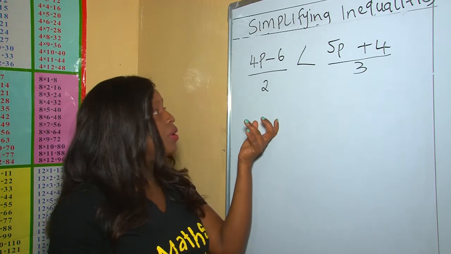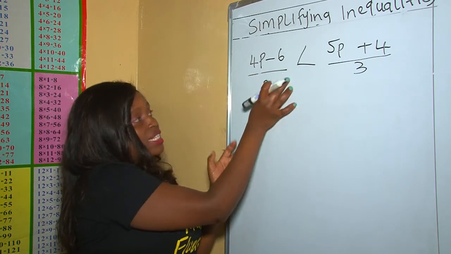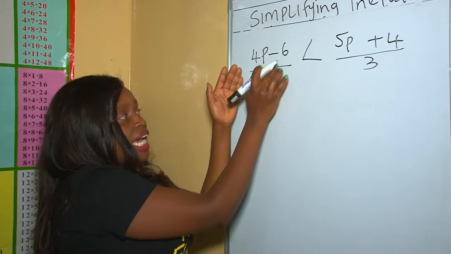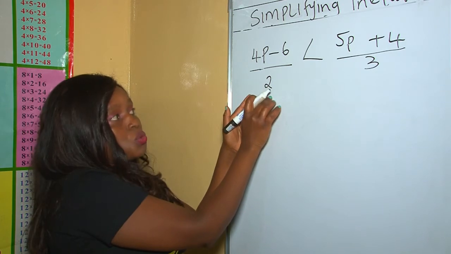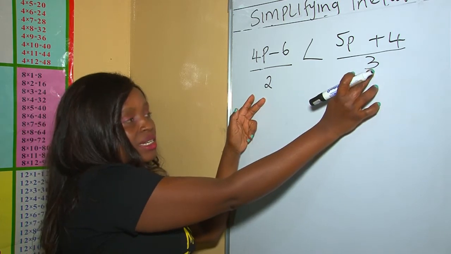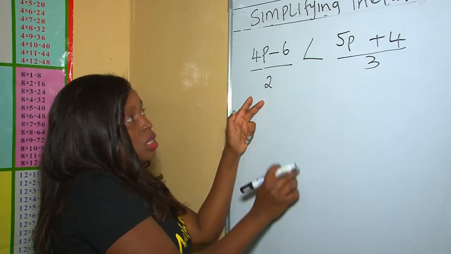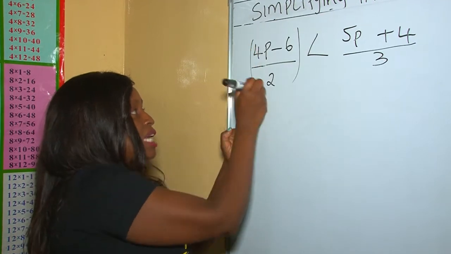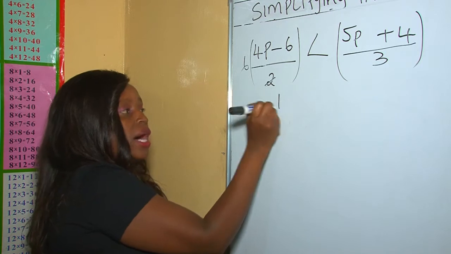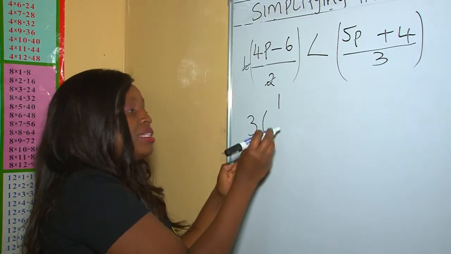In this example, we need to get the value of p. But as you can see here, p is combined with a number and the denominator is common, which is 2. So we need to get away with this 2 and this 3 here. The LCM of 2 and 3 is 6. So we multiply both sides with the LCM. So by 2 is 1, by 2 it's 3. So we have 3 there outside the brackets.